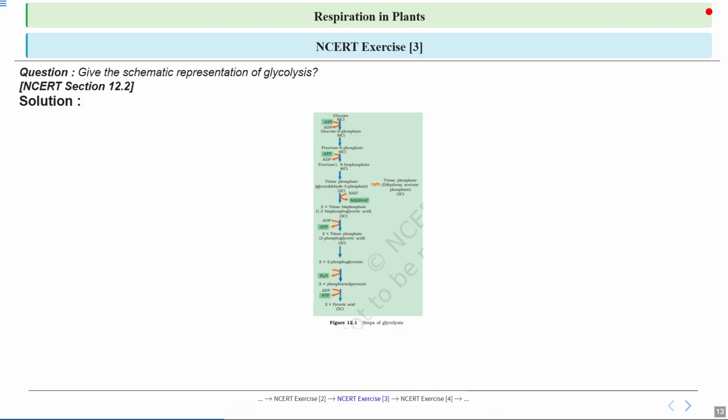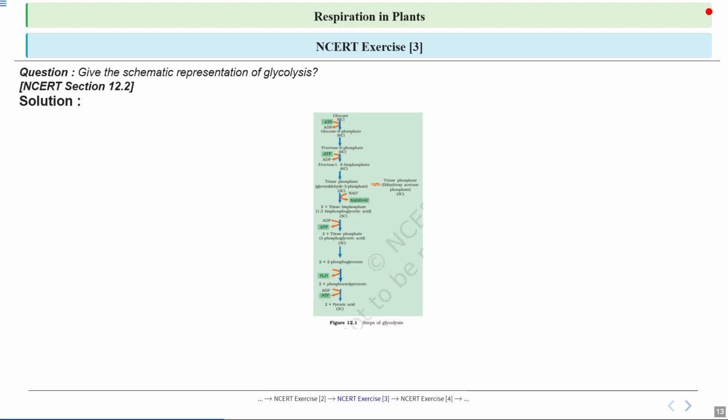So first, glucose is converted to glucose 6-phosphate, and in this process, ATP is utilized, producing ADP and inorganic phosphates. Then glucose 6-phosphate is converted to fructose 6-phosphate. The next step is where fructose 6-phosphate is phosphorylated and we get fructose 1,6-bisphosphate. In this step, ATP is utilized, so it is broken down to give ADP and inorganic phosphates.